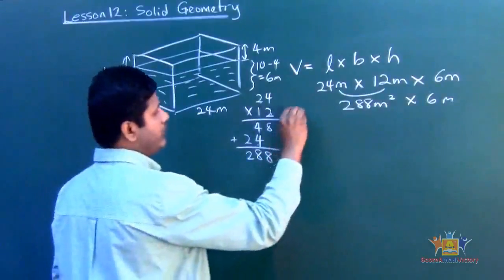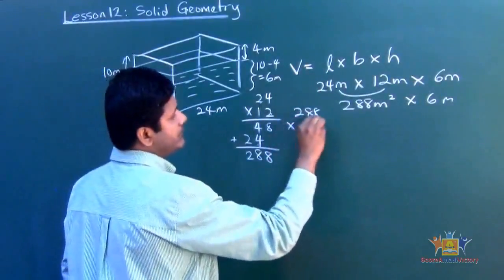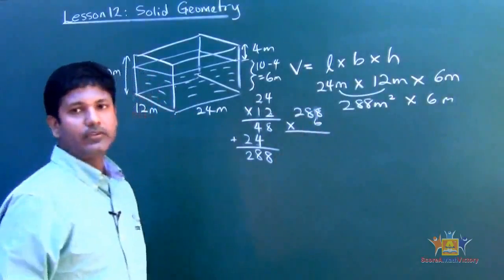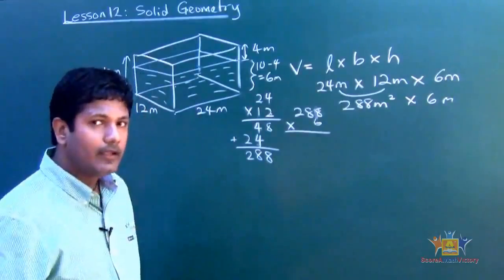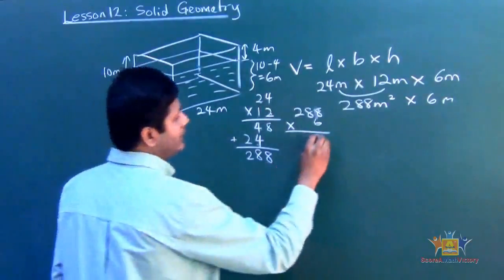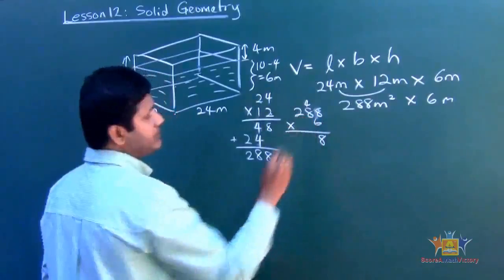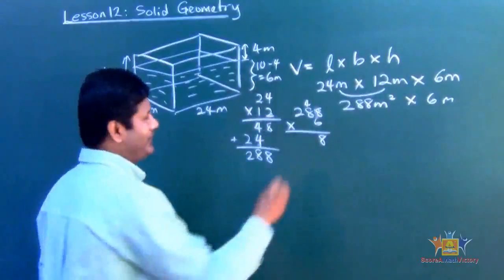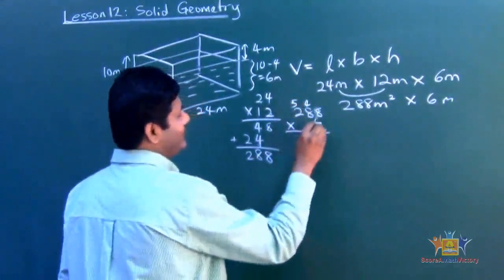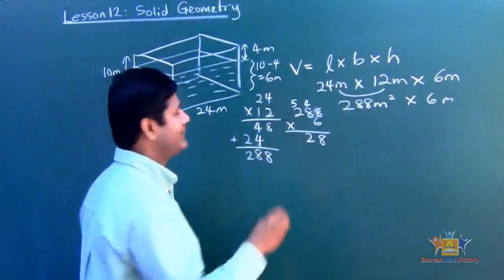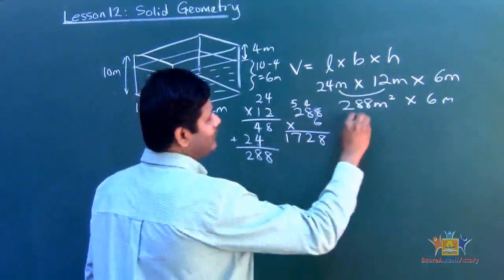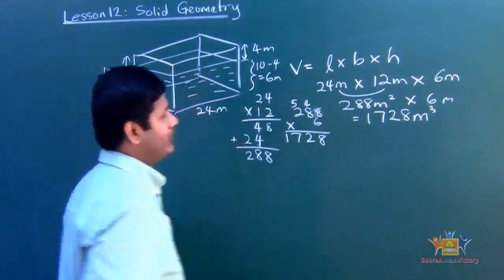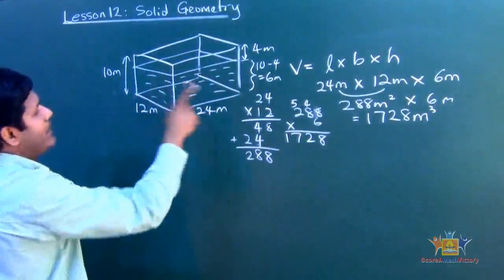So I take 288 and I'm going to multiply that with 6, line it up. 6 times 8 is 48. So 8 and then carry 4. 6 times 8 is 48, plus 4, 52. So 2 carry 5. 6 times 2 is 12, plus 5 is 17. So that gives me 1728 meters cube. And that's the volume of the water inside the aquarium.